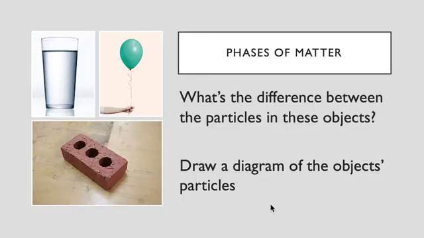Alright, first I'd like to do a little bit of revision on the phases of matter. So, look at these three objects here. What's the difference between the particles in these objects? I'm going to ask you to pause the video for a second and draw the difference between the particles in these objects. Okay, so pause it there. Okay, so we're going to have a look at what the difference is, see if your diagrams are the same as mine.